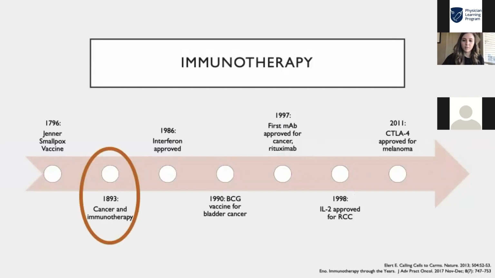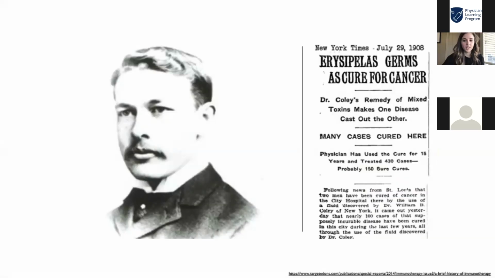And the next big breakthrough came in 1893 with Dr. William Coley, who's now known as the father of immunology. He was an American surgeon who encountered a patient who underwent surgery to remove his sarcoma. Intra-op, it was decided that his cancer was too extensive to resect. However, shortly after the operation, the patient developed erysipelas and his tumor completely disappeared.